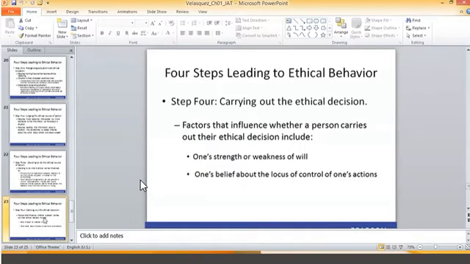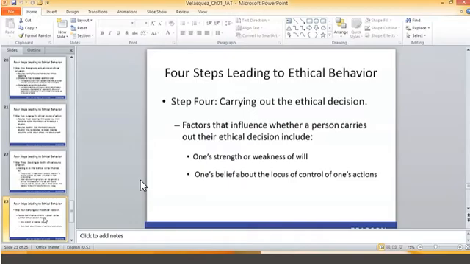Internal locus of control means that it is within our control. Our action is within our control; you cannot deny your action. If you have high internal locus of control, you believe that everything is under your control. External locus of control means that your actions are influenced by external factors, not internal.